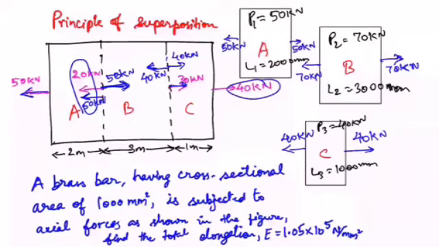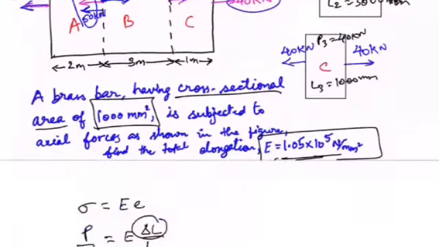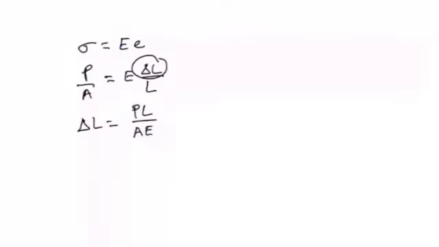And then the value of A. So we have a uniform cross-sectional area of 1000 mm square. So A is common for all the three sections, and also the Young's modulus is common for all the three sections, since it is 1.05 into 10 power 5 Newton per mm square. So now applying all this for the separate sections, let's do it for section A.